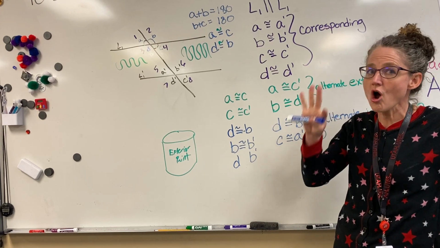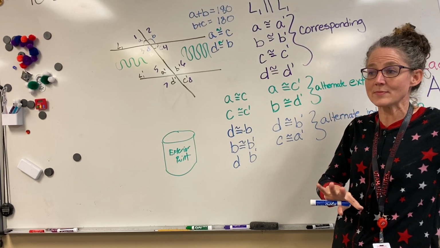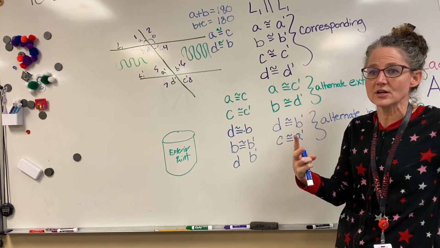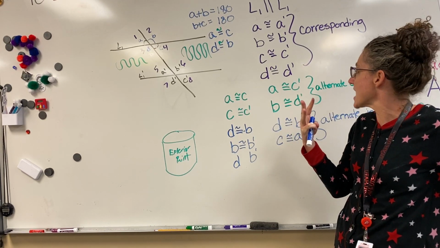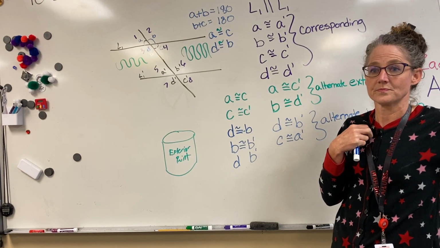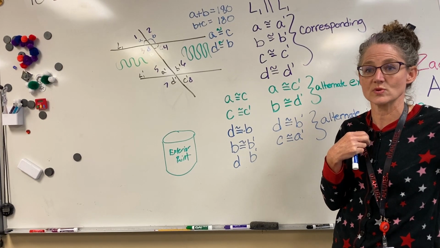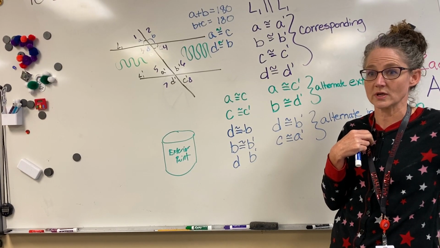Okay? So much vocabulary today. We've got congruent, we've got alternate interior, alternate exterior, and corresponding. Okay? This is English class. This is math class, and we still have vocabulary in math class. We still need to describe what we're doing with words.